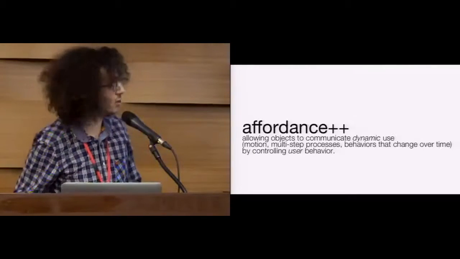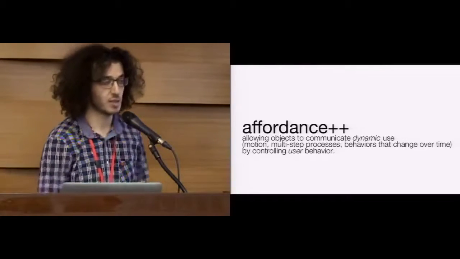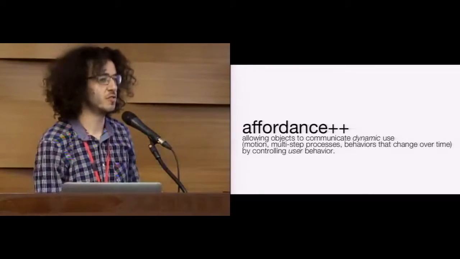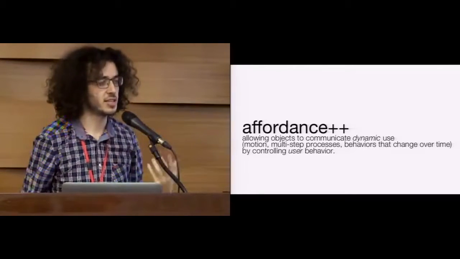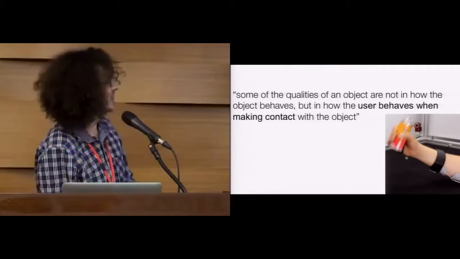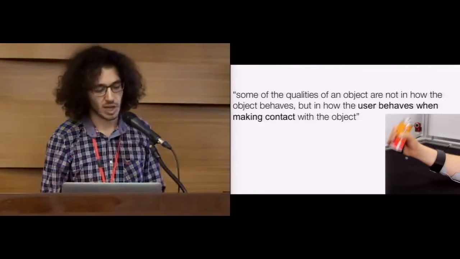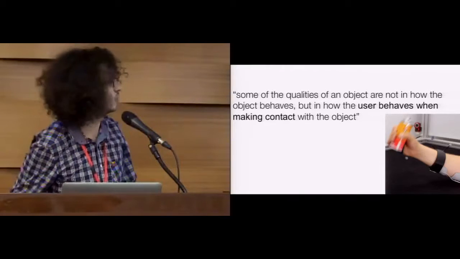So to conclude and wrap up my talk, I'm talking today about Affordance++, the idea of allowing objects to communicate dynamic cues, things that are typically different with traditional affordance, such as motion, multi-step processes, and hidden state of objects, by controlling the user behavior. And it's interesting that when we started, we wanted to enhance traditional affordance, but with Affordance++ we actually got a fresher look at affordance itself, which was great.